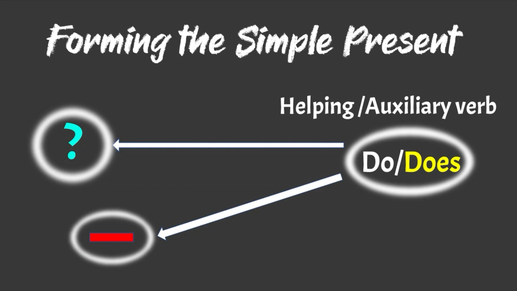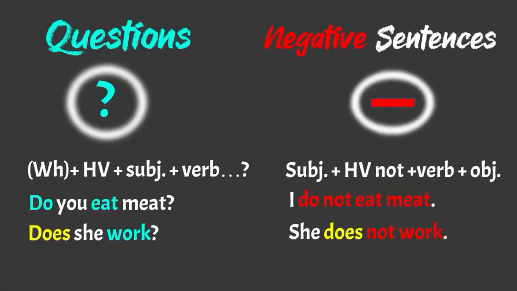So in questions, we need this following formula. WH refers to WH question words such as what, who, where, when, etc. Then HV stands for helping verb. Then we need a subject and we need the verb. For example, do you eat meat? And for the third person singular would be does she work? Not do she work, okay?